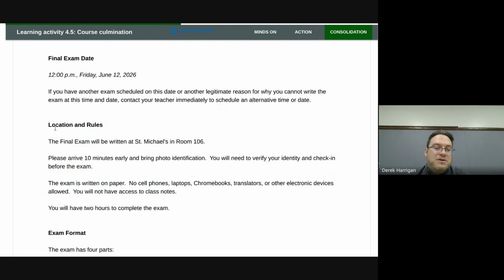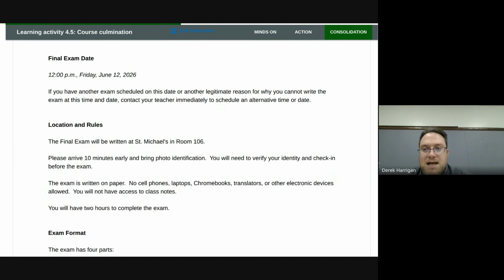In terms of location and rules, the final exam will be written at St. Michael's, in room 106. Please arrive 10 minutes early and provide photo identification. You will need to verify your identity before you start writing the exam, so if you arrive 10 minutes early, we can get you started on time. The exam is written on paper. There are no cell phones or electronic devices available. Keep that in mind. You cannot use any electronic devices, and you cannot have your notes or books out during the exam.